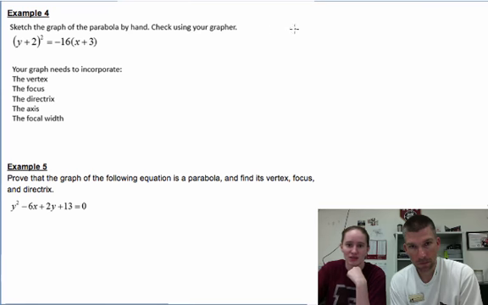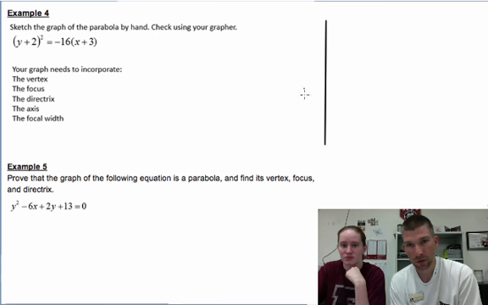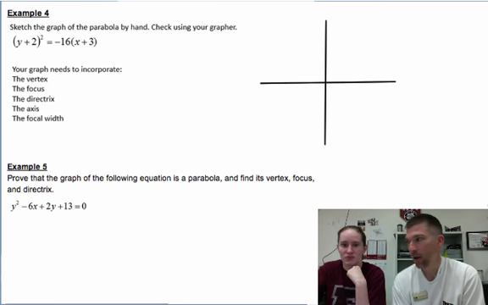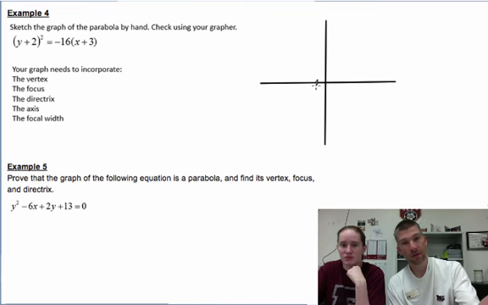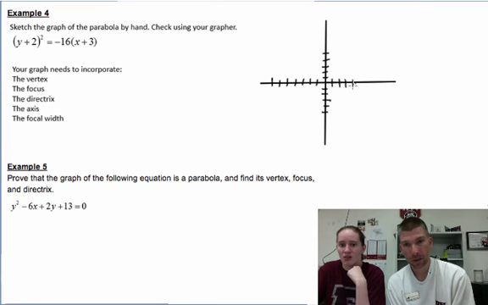I'll draw an X and Y axis. I say we need to find a vertex, because if we know what the vertex is, that's your start. You've got to know where that part is. And we're given in our equation, the way it's written, we know exactly where to go for that. We go to the point -3, -2. That's our vertex. So I say let's start there and go from there.